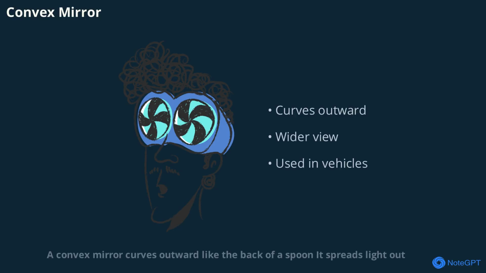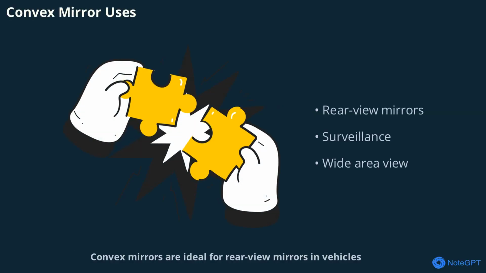A convex mirror curves outward like the back of a spoon. It spreads light out, providing a wider field of view. Convex mirrors are commonly used as rear-view mirrors in vehicles because they allow drivers to see more of the road and surroundings, enhancing safety.